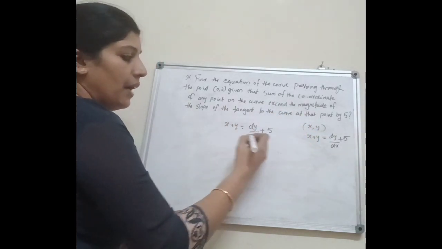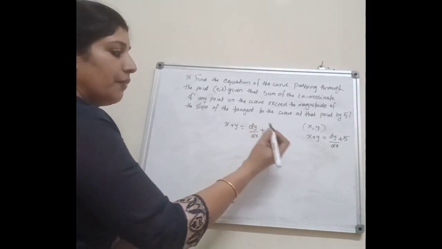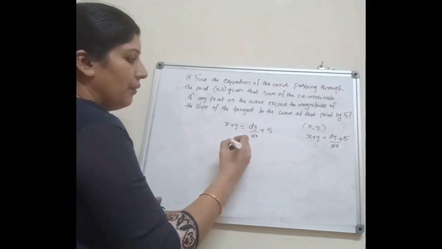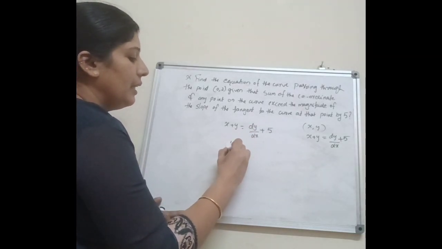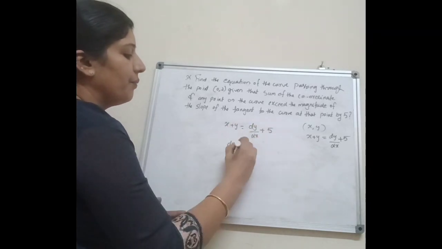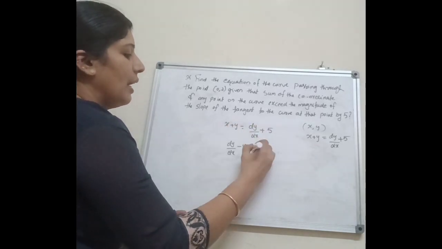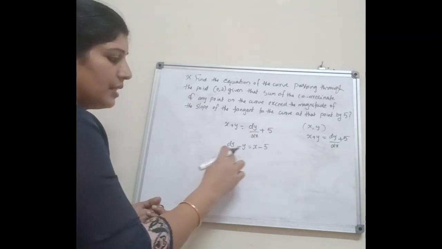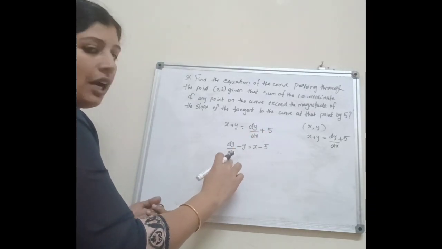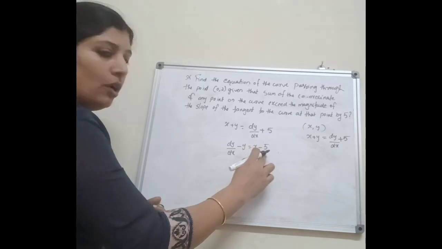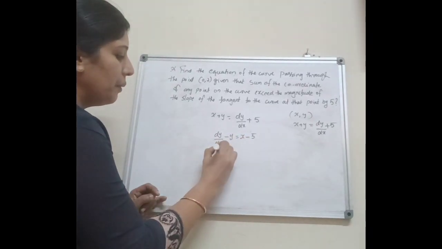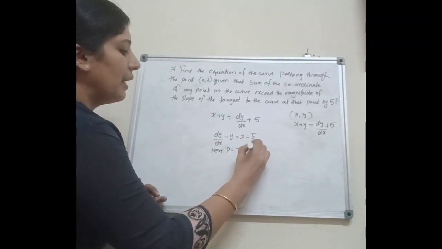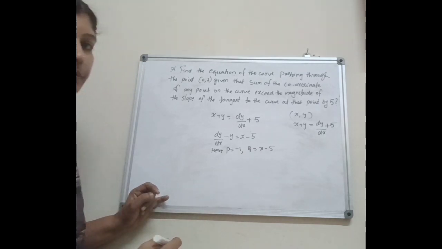Now here, first we have to change this into a linear differential equation. Therefore, how can we change? dy by dx minus y equal to x minus 5. This is of the form dy by dx plus py equal to q. Here, p equal to minus 1 and q equal to x minus 5.